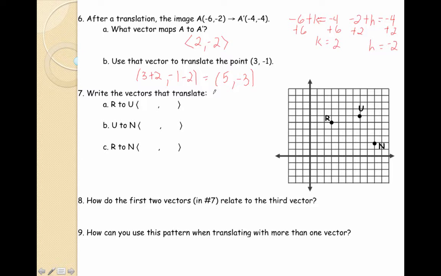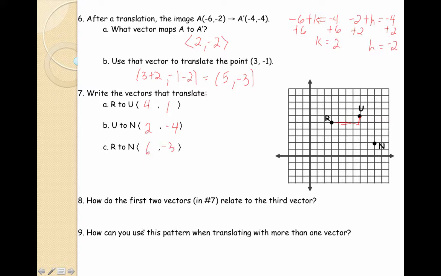So now we want to know what vector we would have to use to take r to u. So I'm going to start with r, and I want to move to u. To get to u, I have to move over 4 and up 1. And then how would I get from u to n? I would go over 2 and down 4. So 2, negative 4. To get from r to n, I could go 1, 2, 3, 4, 5, 6, and then down 3.